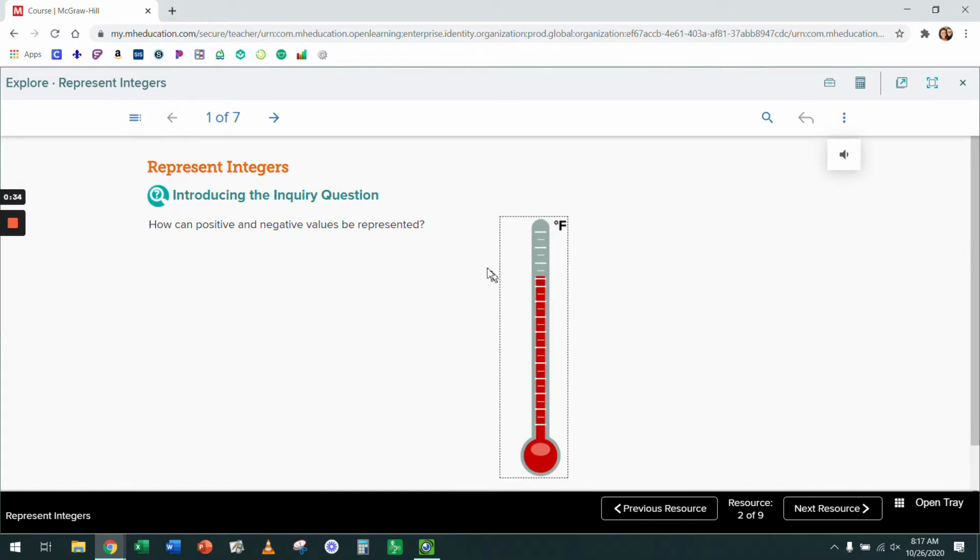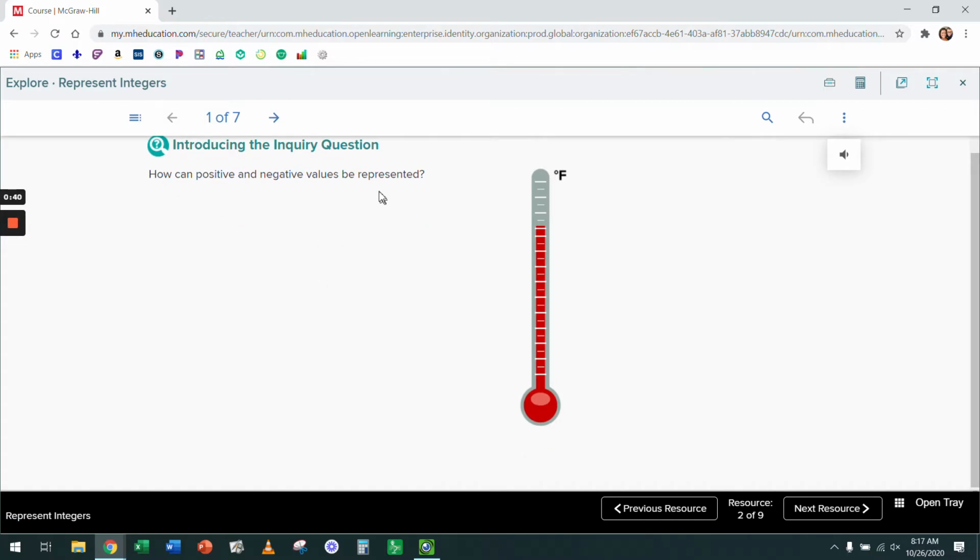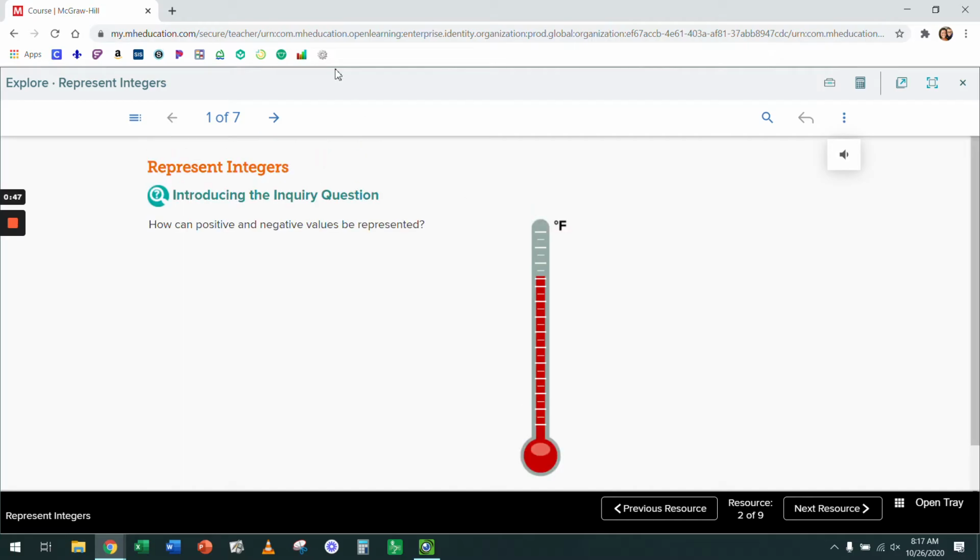You should be seeing my screen, and you should see our Explore activity. So how can positive and negative values be represented? If we take a look here, we see a thermometer. Now, obviously, it's missing some values, so it's really hard to determine what exactly those values are.